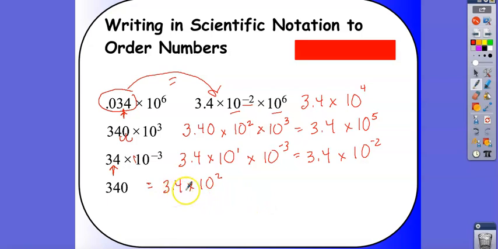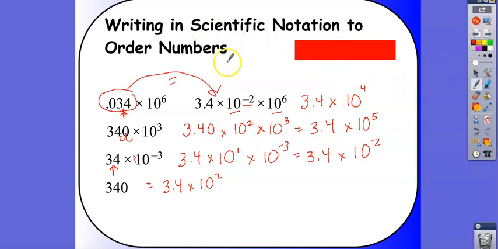That's kind of a small number, but when I multiply times a positive exponent, it's going to get to be a bigger number, which is 340. So instead of going right or left, I think of bigger, smaller. And I use my laws and properties of exponents to be able to figure out what to do in order to put this in scientific notation.